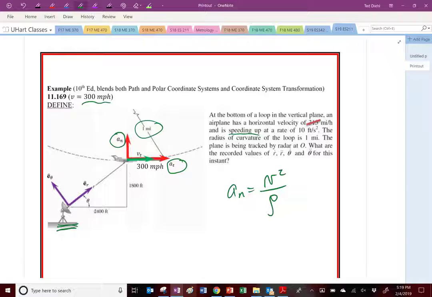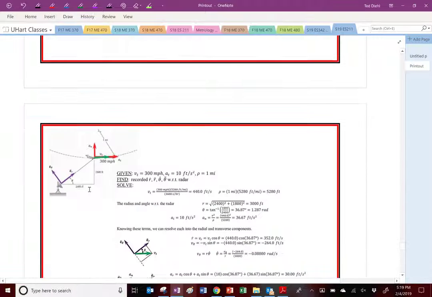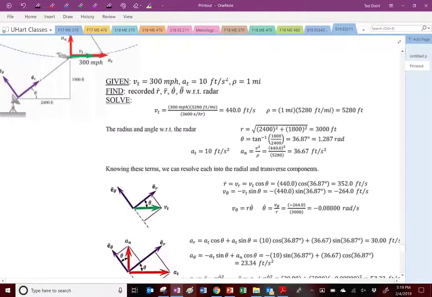But we want to make these two things compatible. One is in tangential and normal coordinates, and one thing's in polar coordinates. So we want to make sure that these things are compatible. So this is me working the thing out already here.